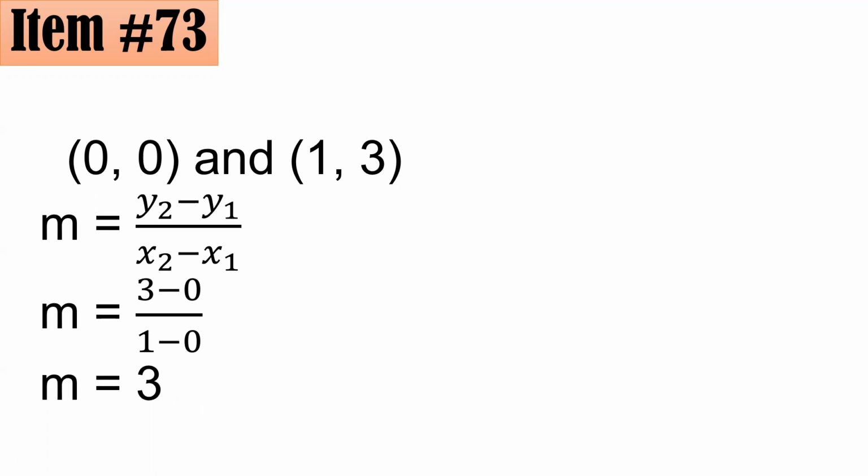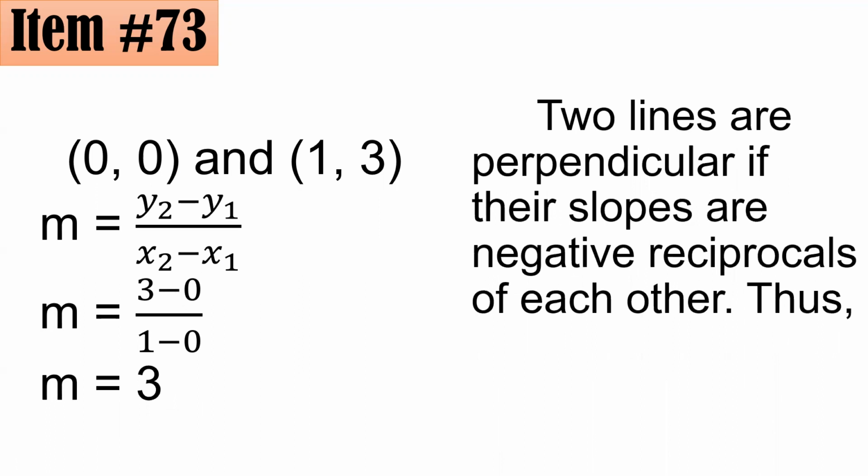However, we have to be reminded that 2 lines are perpendicular. I'm talking about 2 lines that are neither horizontal nor vertical. 2 lines are perpendicular if their slopes are negative reciprocals of each other, or if the product of their slopes is negative 1. So ano po yung negative reciprocal ng 3? Very good. It's negative 1/3.